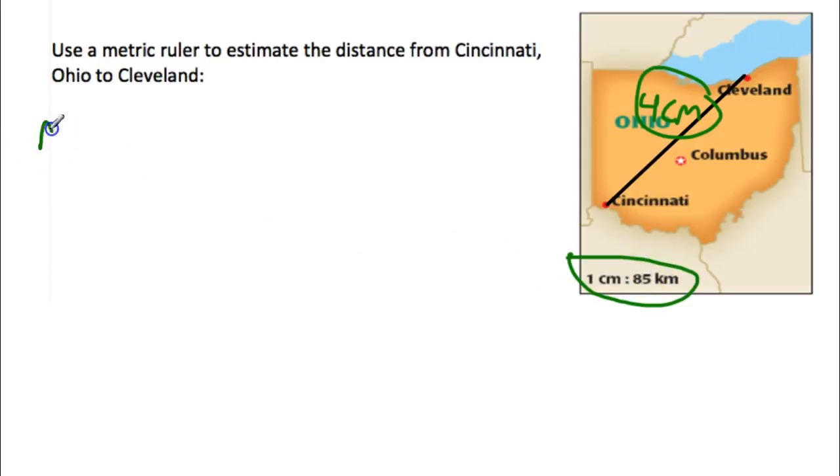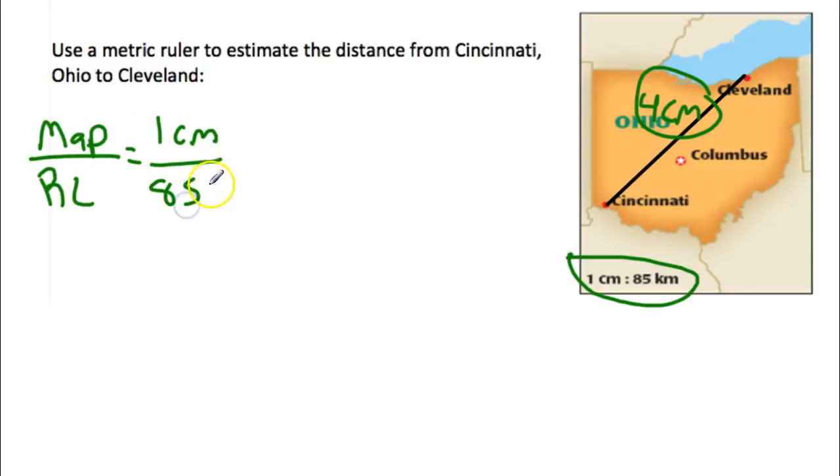So let me write map to real life. The map is 1 centimeter. Real life is 85 kilometers. All right, and what this is going to equal, this 4 centimeters, that's the map, so that goes in the same line as the map. And I want to find out how many kilometers the real life distance between Cincinnati and Cleveland is. So now I need to cross multiply and solve for x.